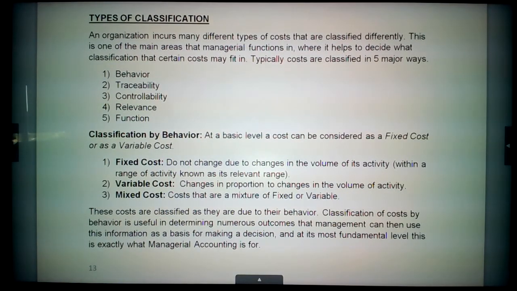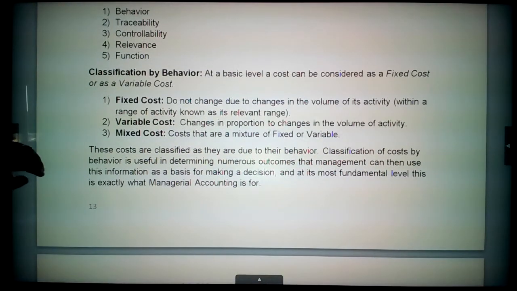So, things with managerial accounting. There are 5 types of cost classifications for costs within managerial accounting: behavior, traceability, controllability, relevance, and function. All right. So these are how everything is classified within the accounting field for management to look at. We're going to start with behavior. At a basic level, a cost will be considered as fixed or variable.